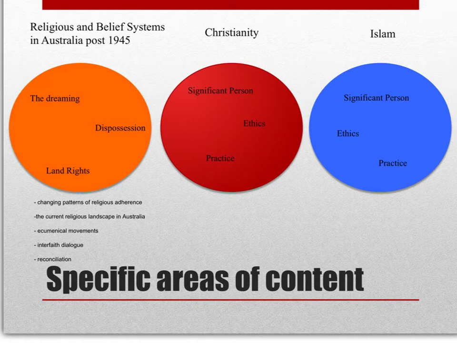So when you're looking at section 1, you'll be looking at the multiple choice questions provided as well as question 11 and attempting to identify which particular syllabus dot point is hit by that question, and they can come under those categories. Christianity and Islam, on the other hand, have 3 areas of content within them. They are significant person, ethics, and practice.